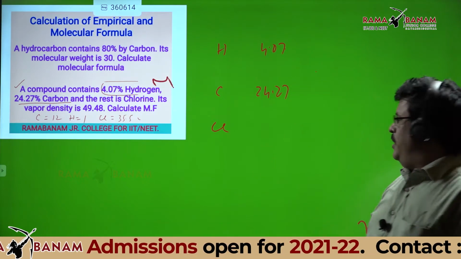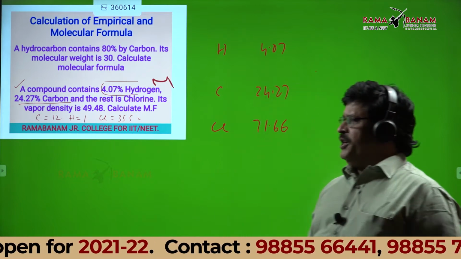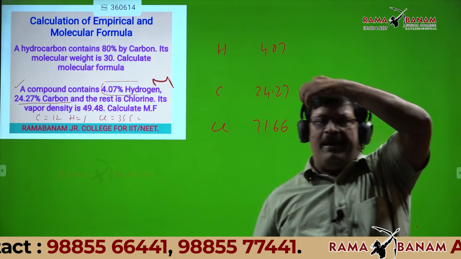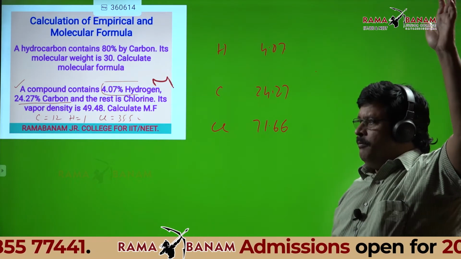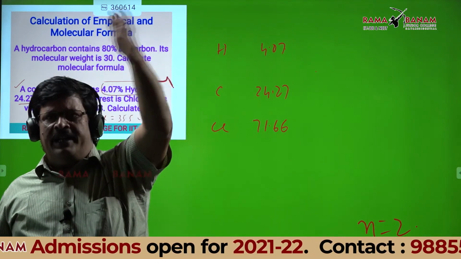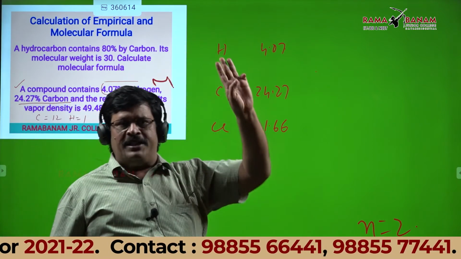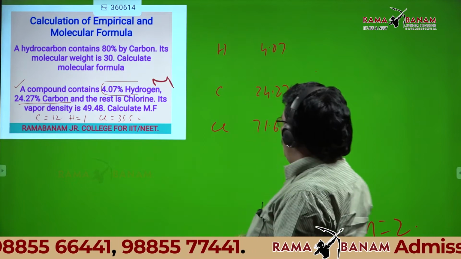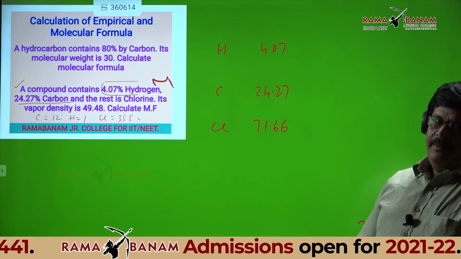Students, wait. I have given the percentages of two elements, and the rest is chlorine. That means the compound has only three elements: carbon, hydrogen and chlorine.